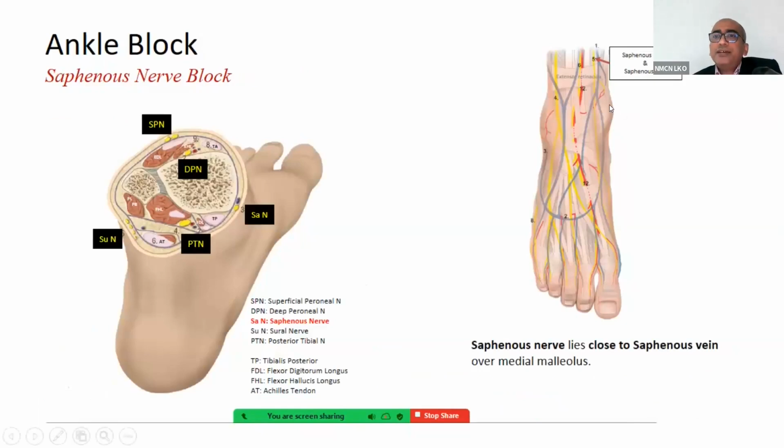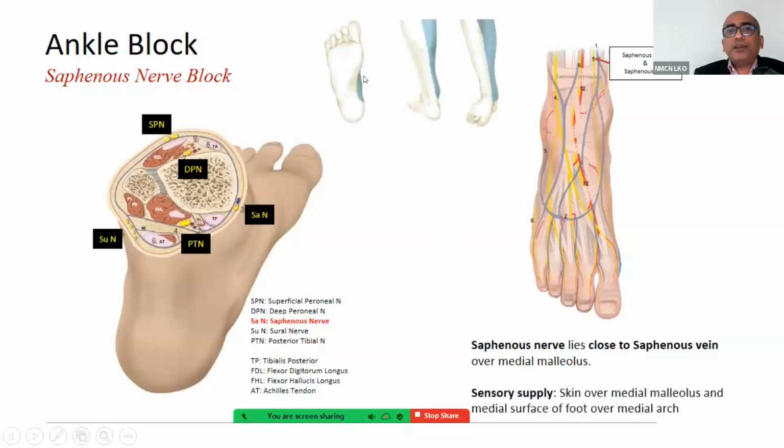Saphenous nerve is easier to block because of its anatomical location. It lies close to the saphenous vein over the medial malleolus. So, it supplies the medial part of the foot along the medial arch and also the medial malleolus.